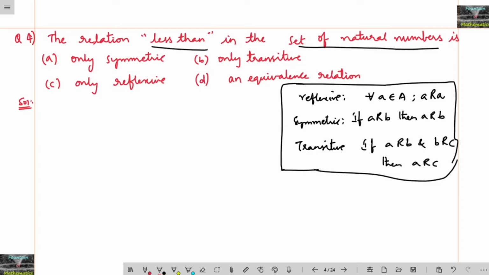So first case, for every A belonging to the set, A is related to A, which means that in this question the less than symbol is given. Suppose the relation is A comma B such that A is less than B. Now to say whether it is reflexive or not, you take any number. Can we say that A is less than A? No. Can we say 1 is less than 1? No. So this is not reflexive.